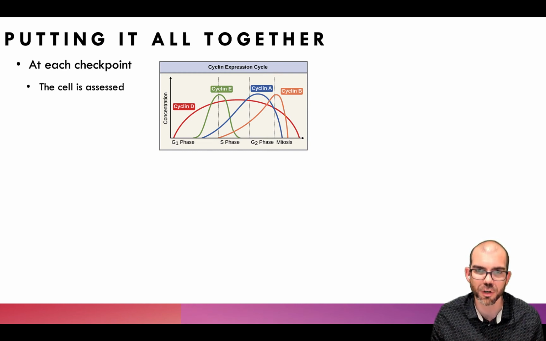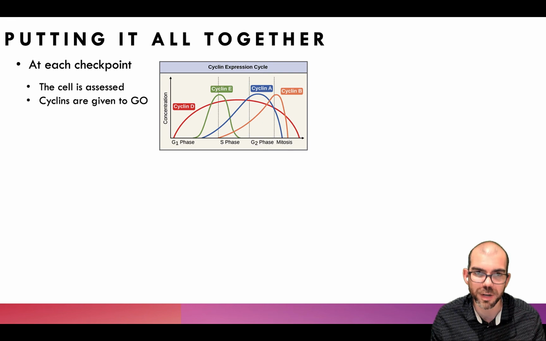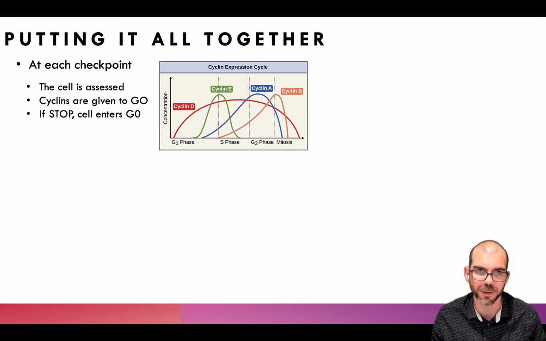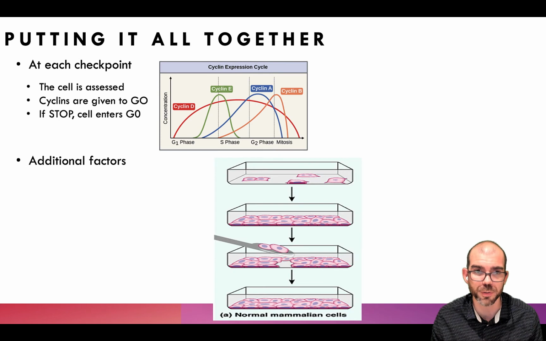We're checking to make sure some process has gone through, that it's ready to go to the next phase. If everything's a go, cyclins are increased in concentration, and that gets the cell to the next phase of the cell cycle. If something's off, then the cell is triggered to enter G0, where it's put in stasis and no longer can reproduce. There are other factors at play here as well.